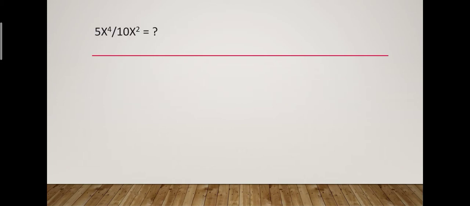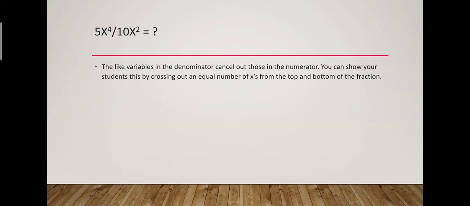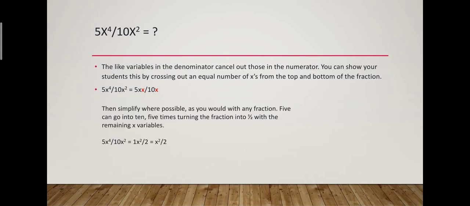Another example, 5x to the 4th divided by 10x squared is equal to, the like variables in the denominator cancel out those in the numerator. You can show your students this by crossing out equal numbers of x from the top and the bottom of the fraction. So we have, then simplify where possible. As you would with any fraction, 5 can go into 10 5 times, turning the fraction into 1/2 with the remaining x variable. So we have 1x squared over 2 or x squared over 2.